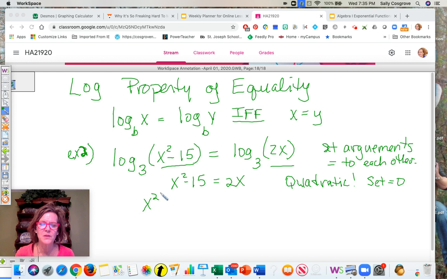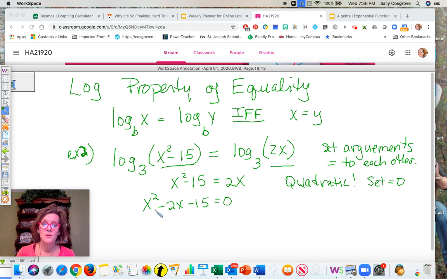So I'm going to say x squared. I need to put it in standard form. So ax squared plus bx plus c. Let's subtract 2x from both sides. That leaves me 0 on this side. That's what I wanted. And then minus 15 equals 0.